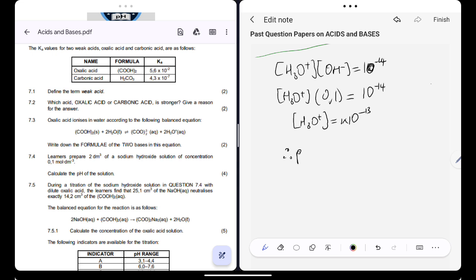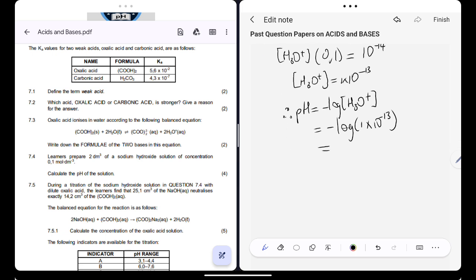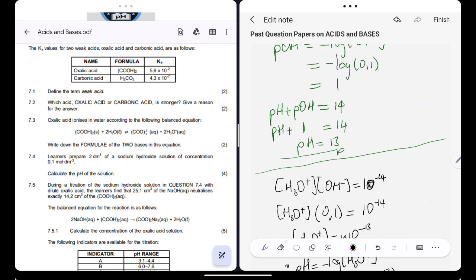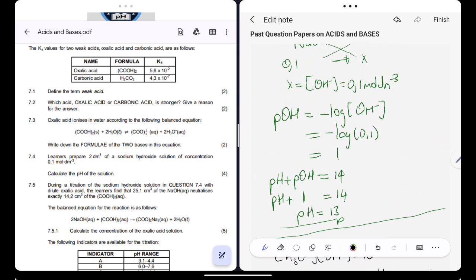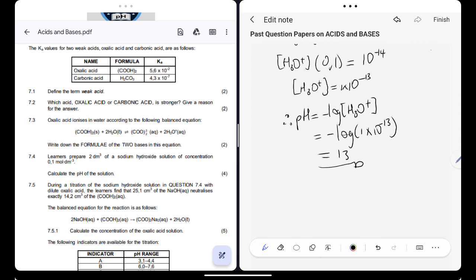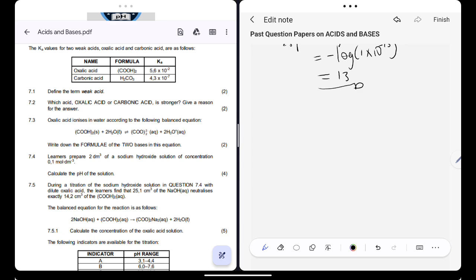So therefore, for me to find my pH, simply say pH is the negative log of the hydronium ion, which is negative log of 1 times 10 to the power negative 13, which is simply 13. So it's up to you guys. You can use either way, but I prefer the pOH route because it's neater.